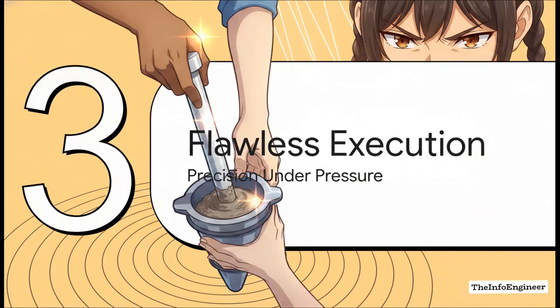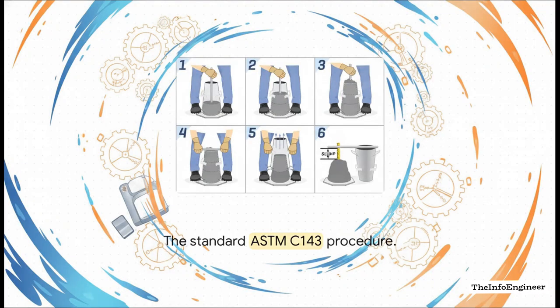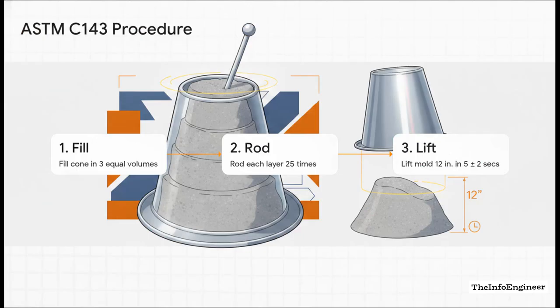All right, Section 3, flawless slump test execution, precision under pressure. Now, from dampening the mold and filling it, all the way to the final lift, you have exactly 2.5 minutes. That's it, 2.5 minutes. You have to be organized, you have to be totally ready, and there is absolutely zero room for hesitation. These are your absolutely non-negotiable steps.